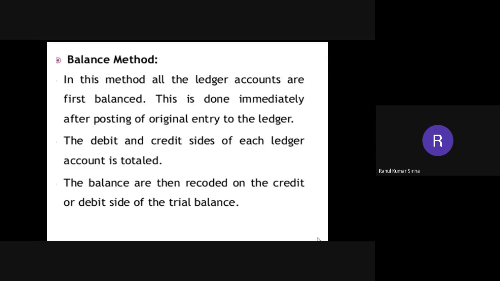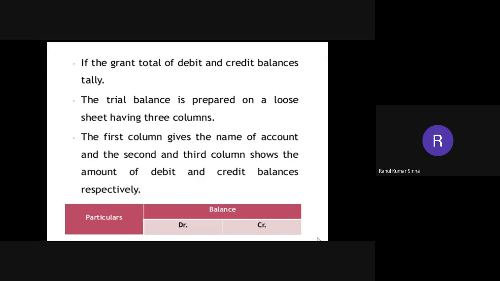You know that the total of the debit and the total of the credit are compared. You will find either an excess of debit over credit or an excess of credit over debit. It gives you either the debit balance or the credit balance. So this is the balance method.